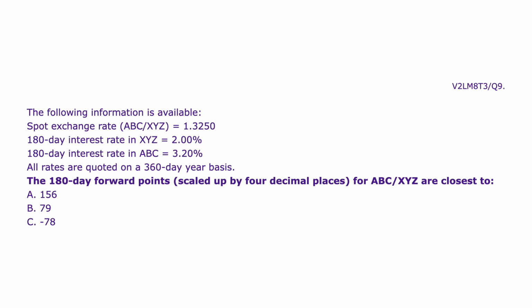The following information is available. Spot exchange rate ABC/XYZ equals 1.3250. 180-day interest rate in XYZ equals 2.00%. 180-day interest rate in ABC equals 3.20%. All rates are quoted on a 360-day year basis. The 180-day forward points, scaled up by 4 decimal places for ABC/XYZ, are closest to: A, 156; B, 79; C, negative 78.